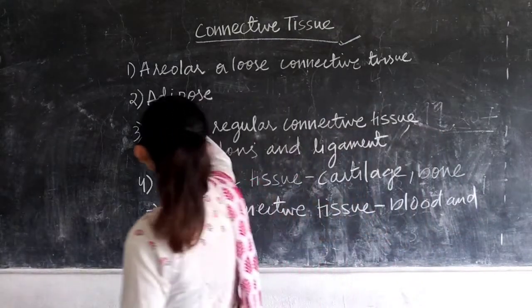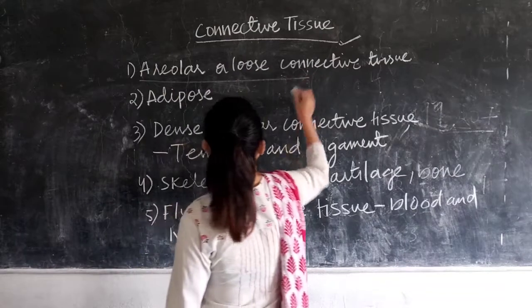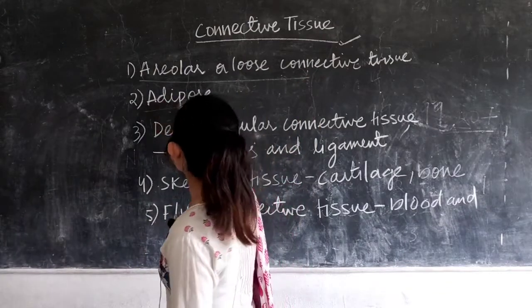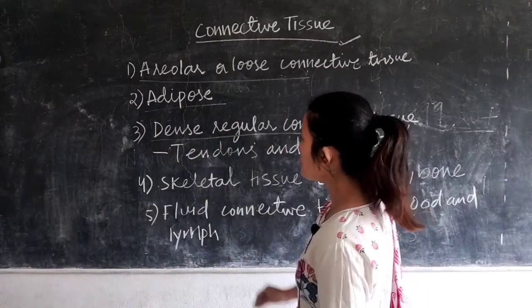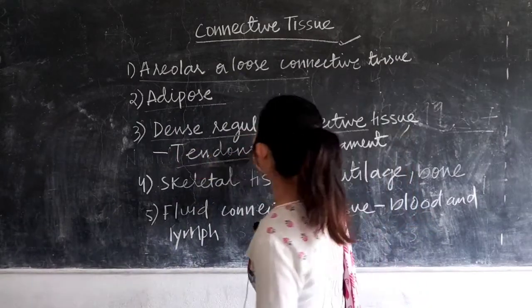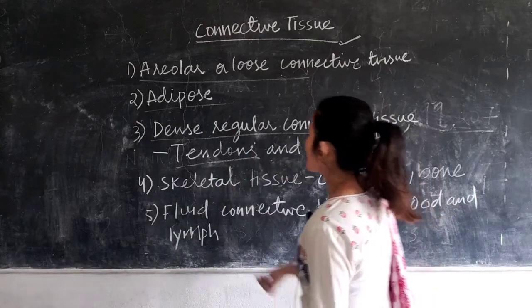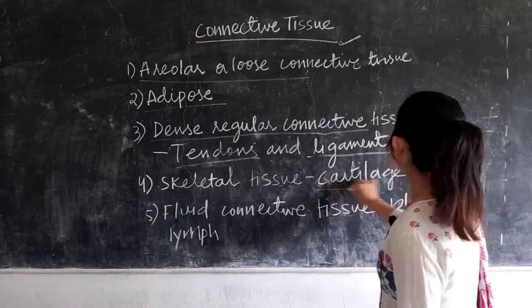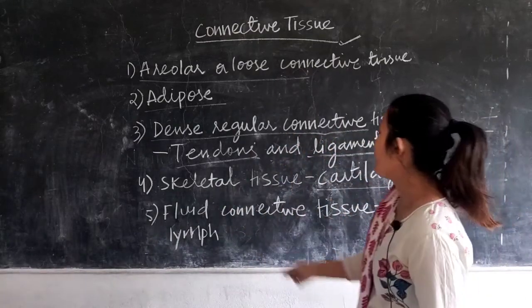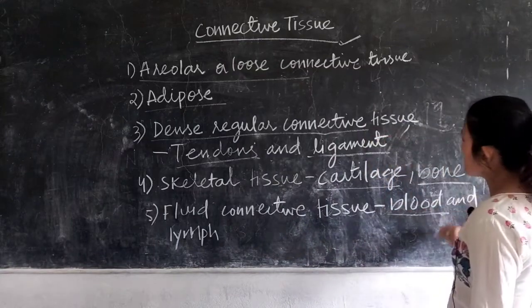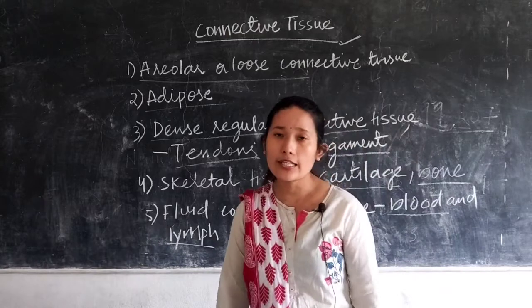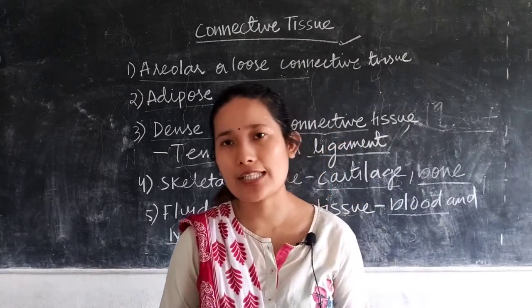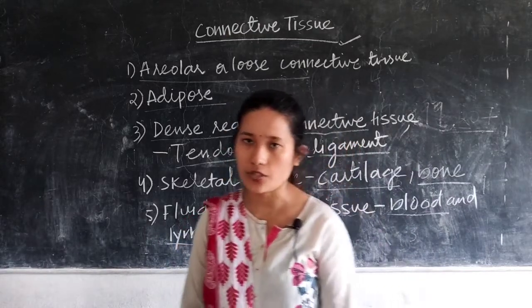The different types of connective tissue are areolar or loose connective tissue, adipose, then dense regular connective tissue, in which we will be discussing tendons and ligaments. Skeletal tissue, in which we will be discussing cartilage and bone, and fluid connective tissue, in which we will be discussing blood and lymph.